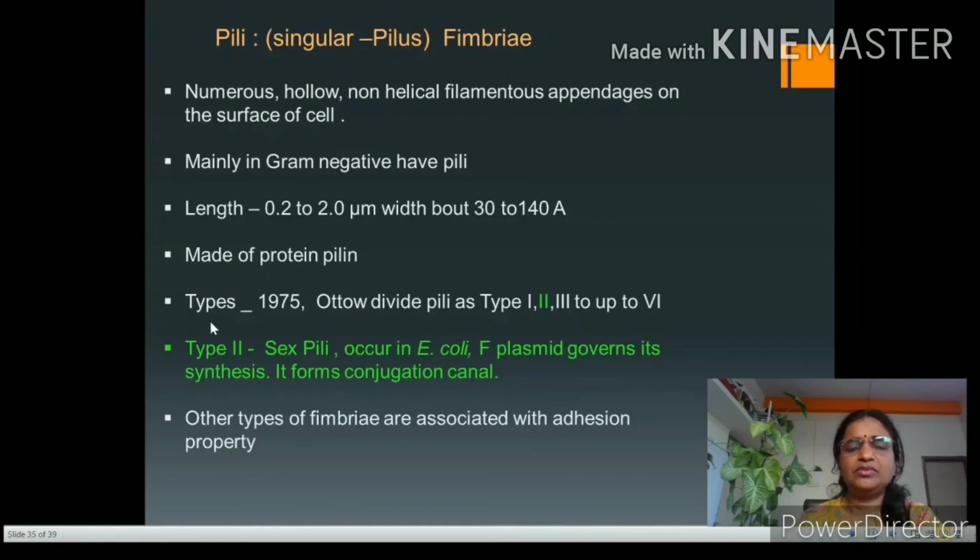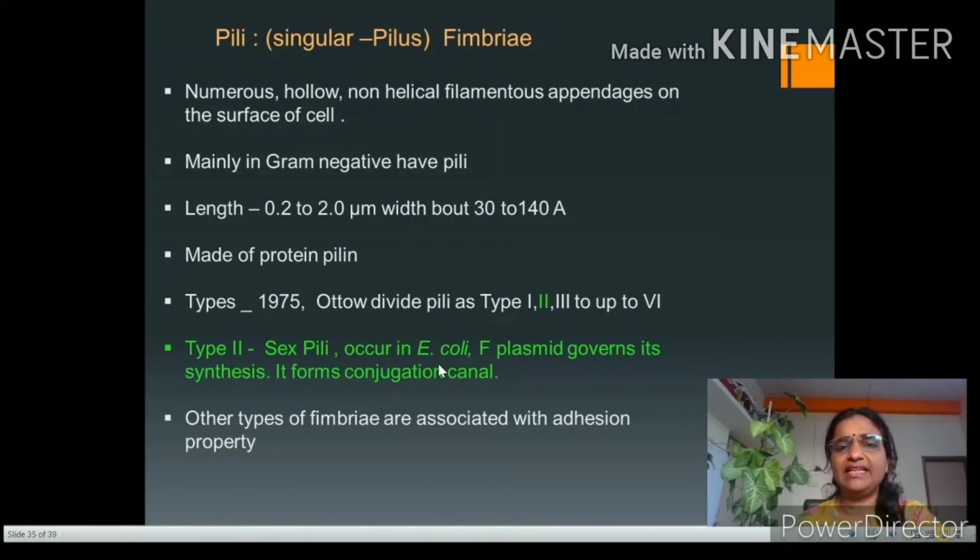Now these pili are divided into different types. In 1975, Otto divided the pili into different types and named them type 1, type 2, type 3, type 4, 5 and up to type 6. Among these 6 types of pili, the type 2 pili, which I have shown in green color, has some importance. This type 2 pili is called sex pili. It generally occurs in E. coli cells. It is also called F pili, or type 2 pili, or sex pili.